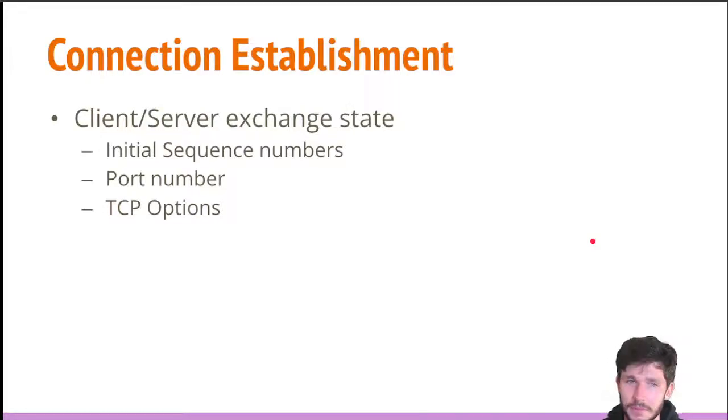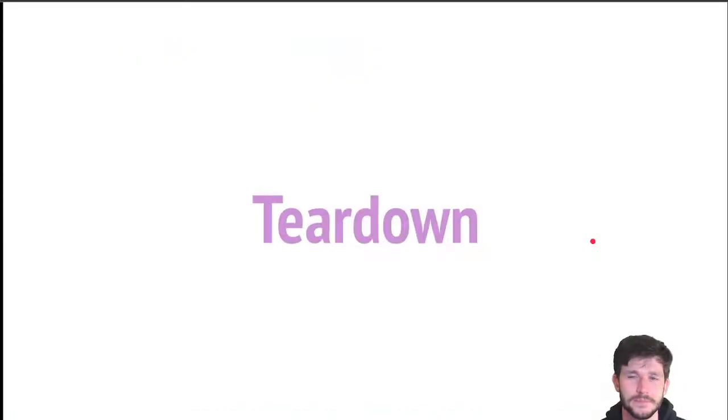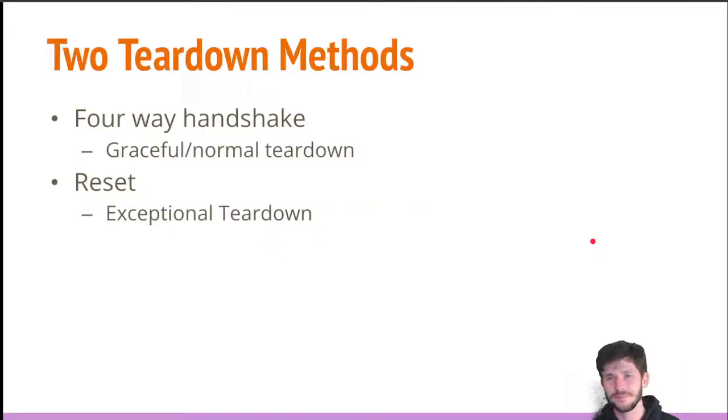So at this point, we now have a way of doing a handshake. And through this handshake, the client and server exchange this initial state. Now, in the regular operation of TCP, packets are being passed back and forth. That's great. But at some point, you're done sending your data. And here we enter teardown. And there's two teardown methods that could happen.